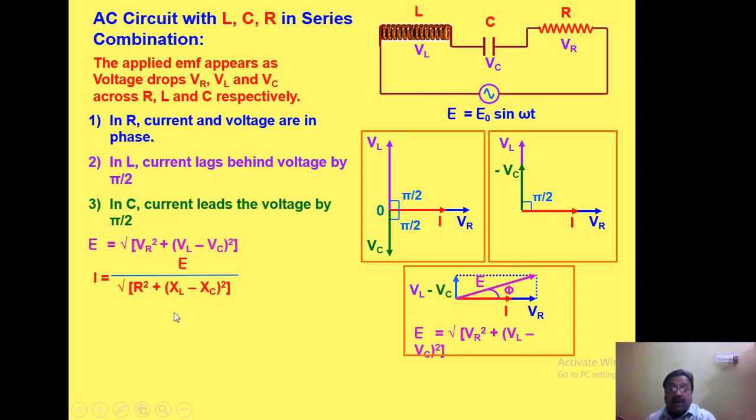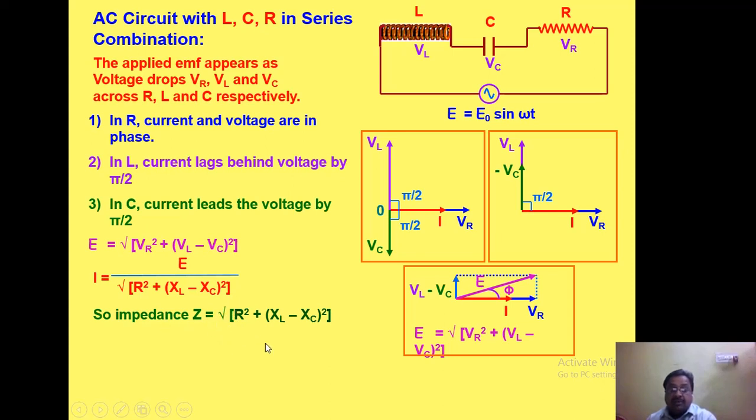Here, square root of R square plus (XL minus XC) whole square is the net opposition offered by this LCR circuit. So we say it is the net impedance. So current flowing through the circuit will be given by I equal to E divided by square root of R square plus (XL minus XC) whole square. This impedance is sometimes represented by Z.